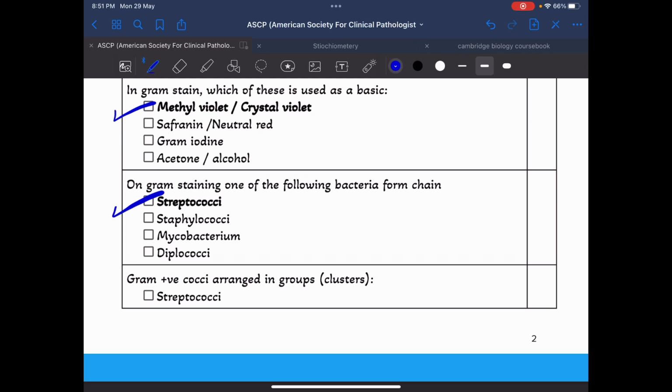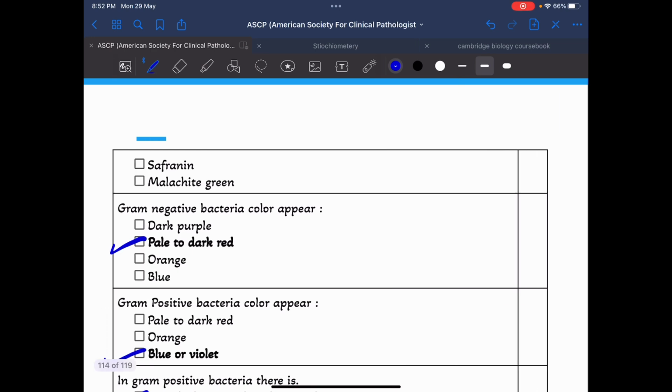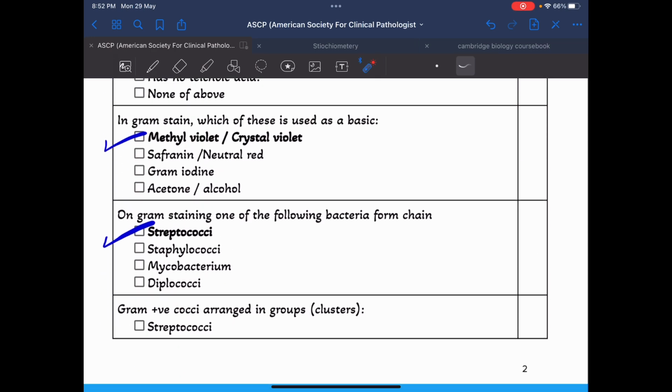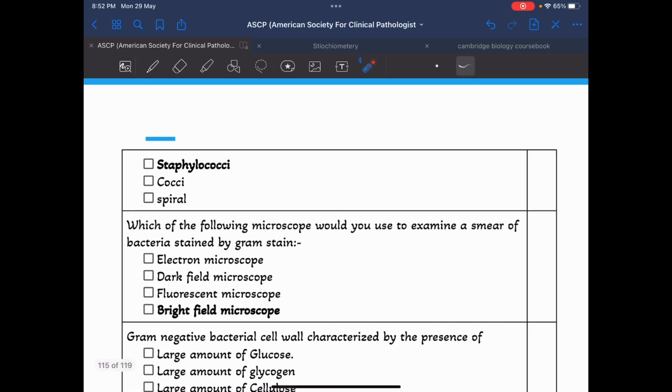Gram-positive cocci arranged in groups, clusters: streptococci, staphylococci, cocci, spiral. As we mentioned before, streptococci look like this long chain of cocci. The correct answer will be staphylococci.